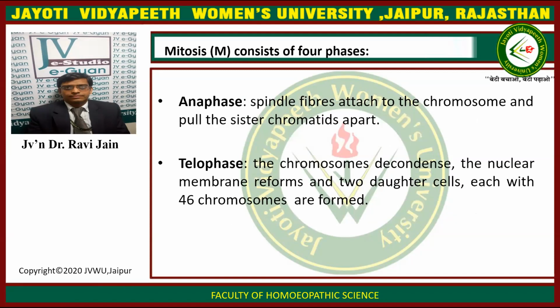In anaphase, the spindle fibers attach to the chromosomes and pull the sister chromatids apart. In the telophase, the chromosomes condense, the nuclear membrane reforms, and the two daughter cells, each with 46 chromosomes, are formed.